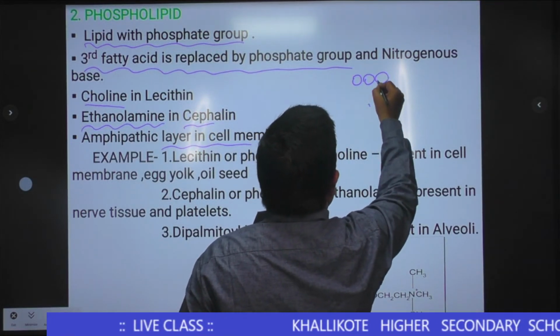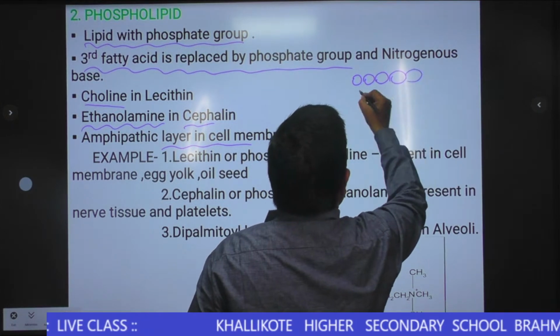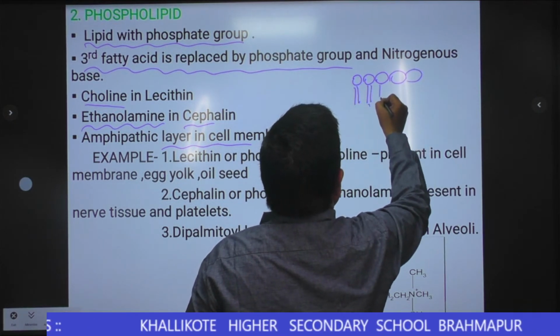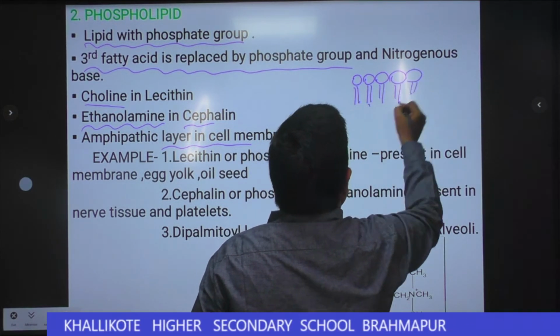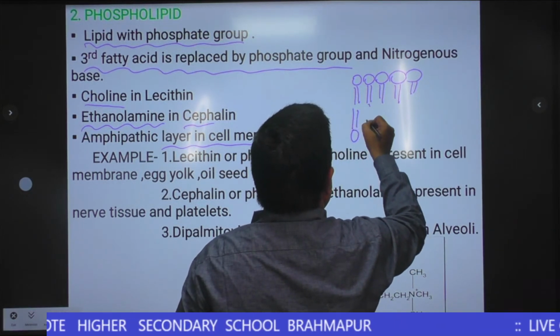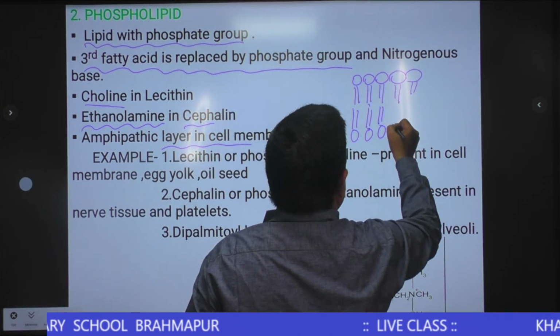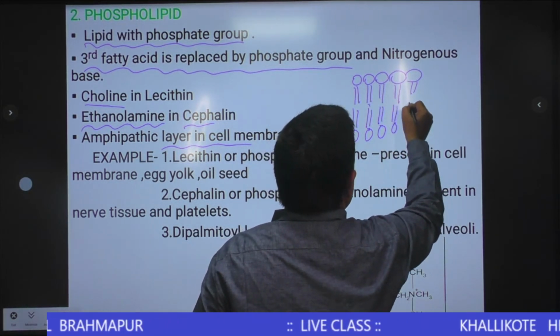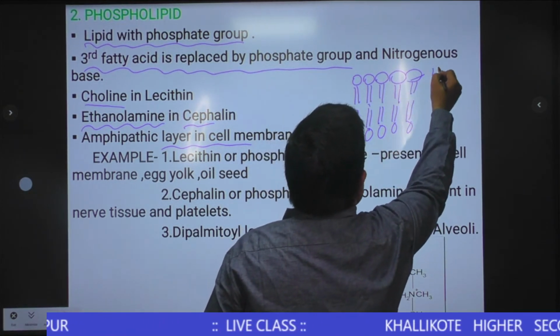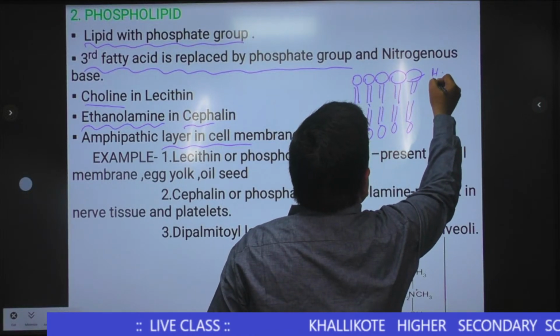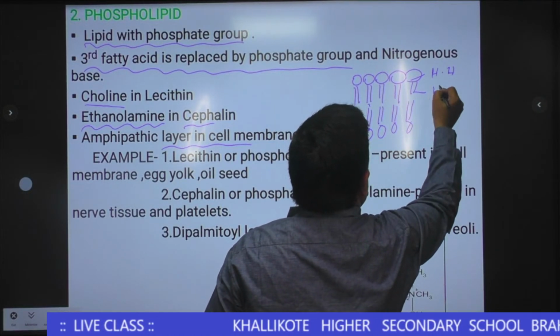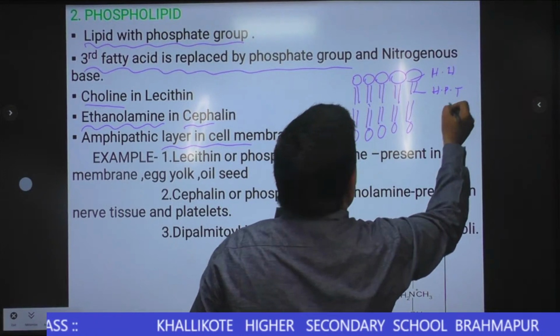You know, this is the phospholipid molecule. Similarly, we can draw another phospholipid layer. Here this is the hydrophilic head, this is the hydrophobic tail.